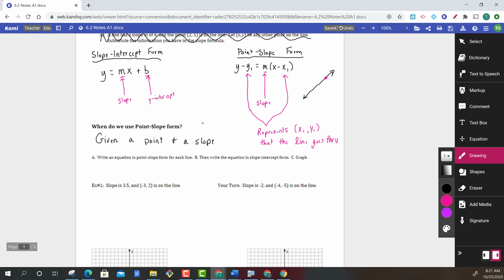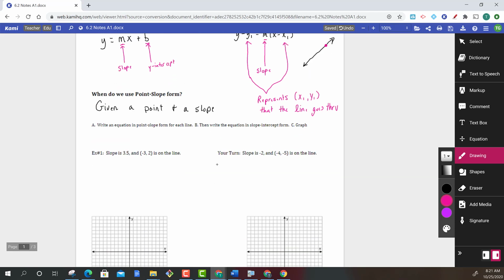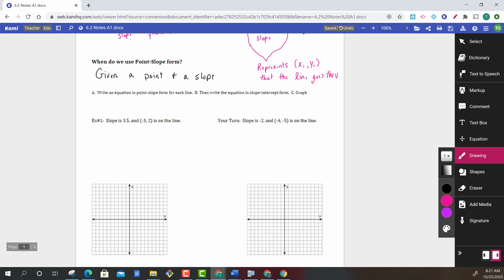So let's go through one example together, and you'll do one on your own. So first off, notice the directions. They want us first to write an equation in point-slope form. So we're going to write that form of the line first for both of these examples. And then second, we're going to write the equation in slope-intercept form. And then finally, third, we're actually going to graph the function.